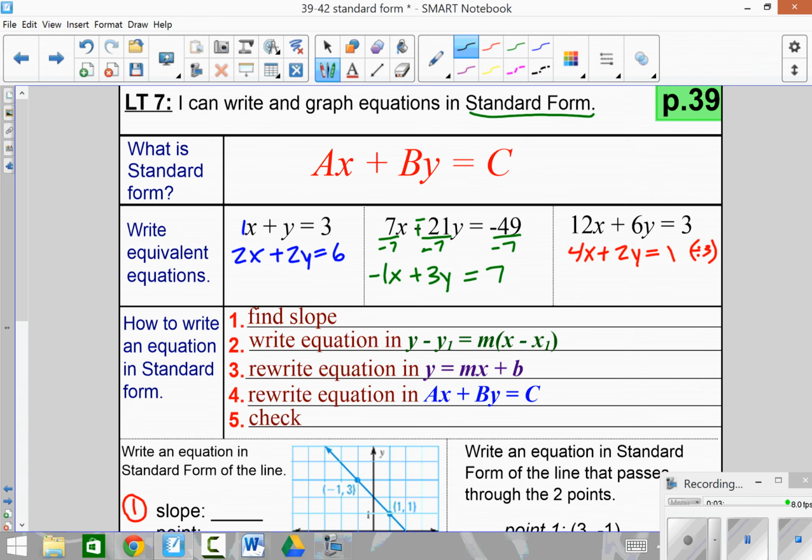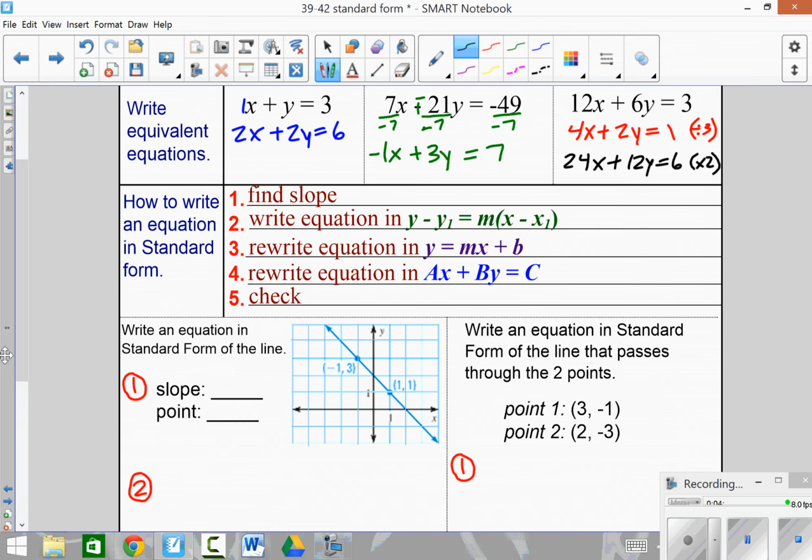Another one you could write is 24x plus 12y equals 6. What did I do there? I just doubled each term by multiplying each term by 2. Okay? So those are equivalent equations. They look different, but they actually are the same equation here.